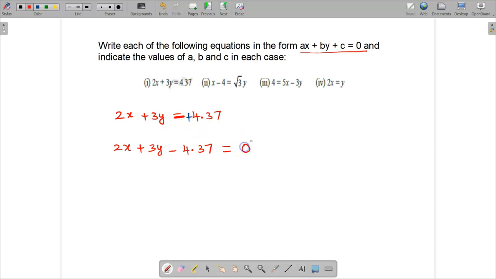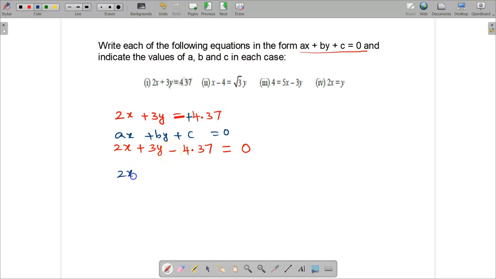So this term has been moved to the left hand side, and the right hand side will be just 0. If it is plus, it will become minus, and if it is minus, when we move it to the left hand side it will become plus. Here it is plus, so it becomes minus, and the right hand side becomes 0. Now compare this with the given format. What is the format? It is ax plus by plus c equal to 0, right? Since it is plus c, here also it should be plus c.